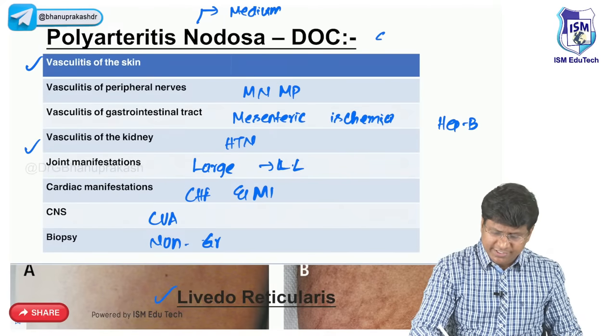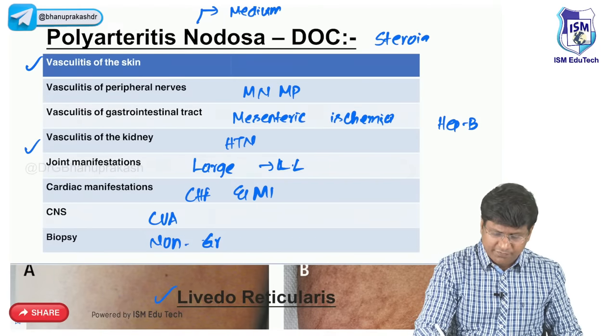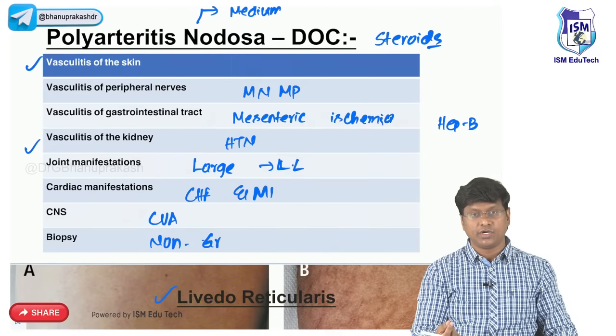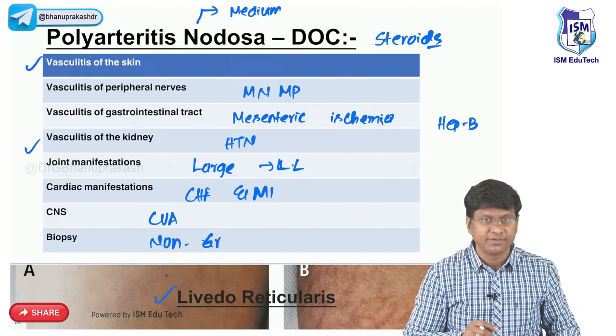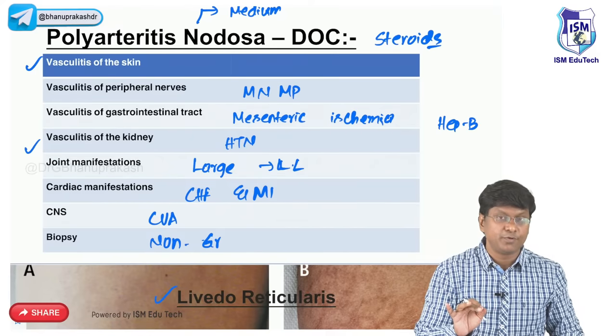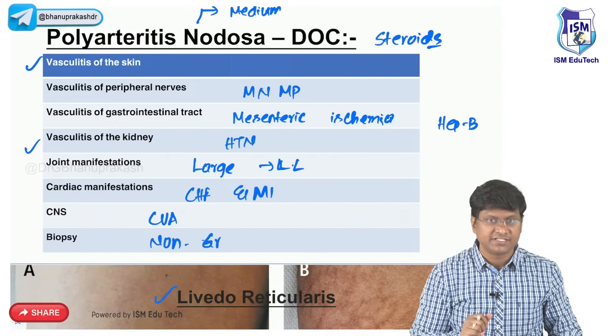And what is the drug of choice? The drug of choice in case of polyarteritis nodosa will be the corticosteroids. So corticosteroids, they are the cornerstone of the treatment. Okay. So this completes the discussion of your polyarteritis nodosa, which is a medium vessel vasculitis.